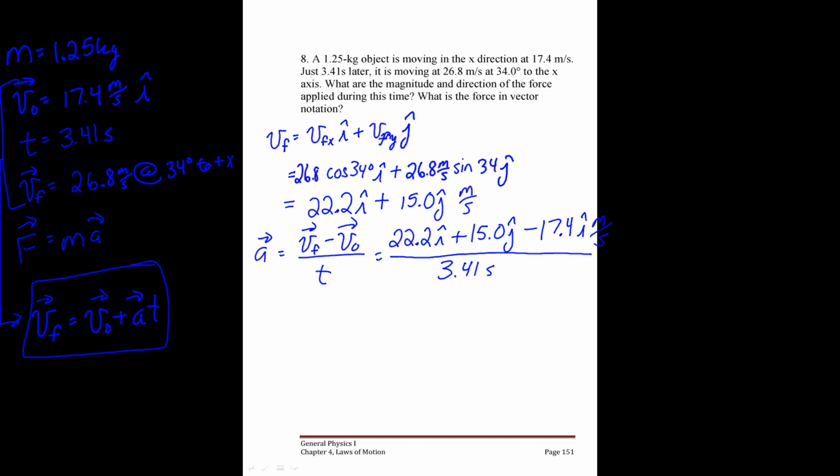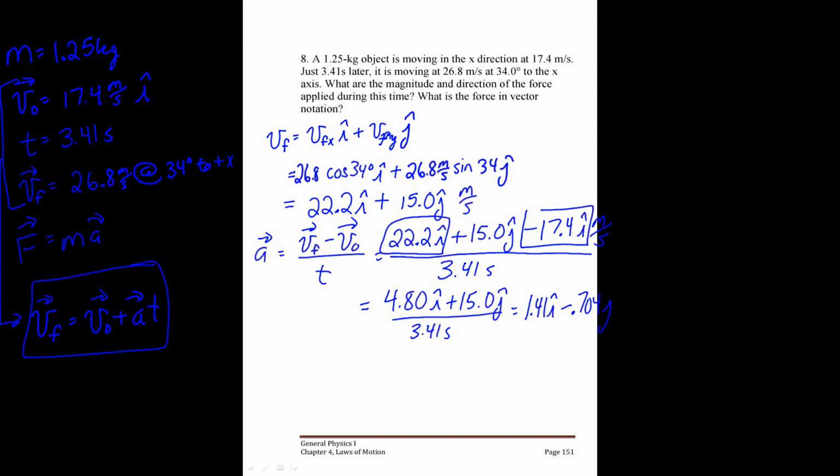All right, so I combine these two terms, and this works out to be 22.2 minus 17.4. That's 4.80 in the I, plus 15.0 J, divided by 3.41 seconds. And that gives me an acceleration of 1.41 I minus 0.704 J. That's in meters per second squared.